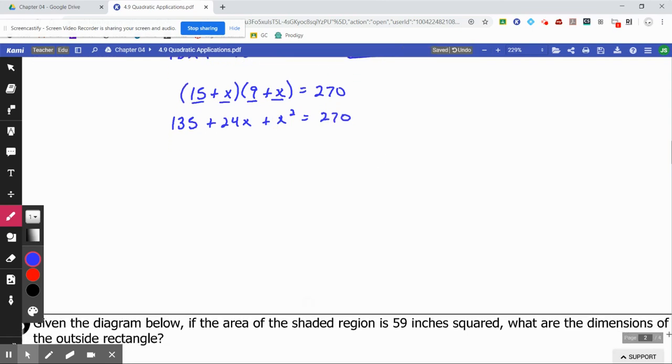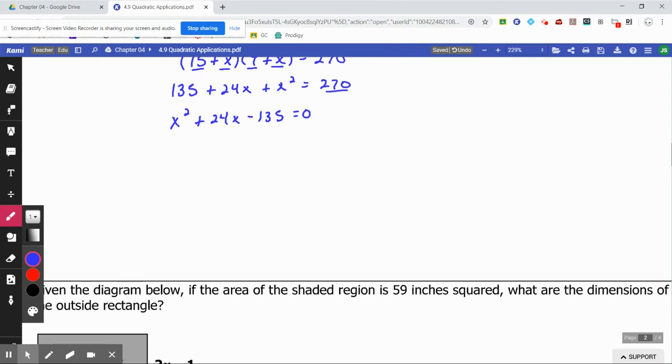So let's rearrange these and write the x squared first, the 24x second. When you move the 270 over by subtracting, 135 minus 270 is now a negative 135. And there's your quadratic equation. I believe that's going to be able to be factored, or maybe not. I don't think there is anything that multiplies and adds to give you the negative 135 and 24. So therefore, we're going to have to use one of our other methods.